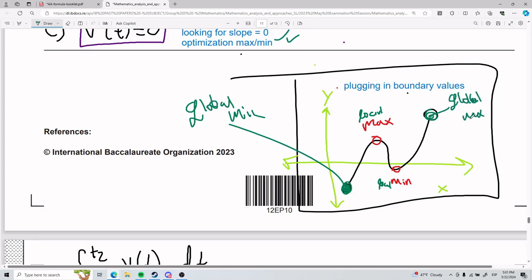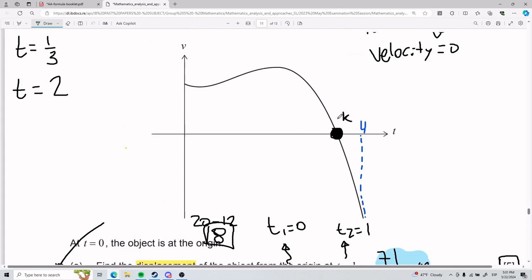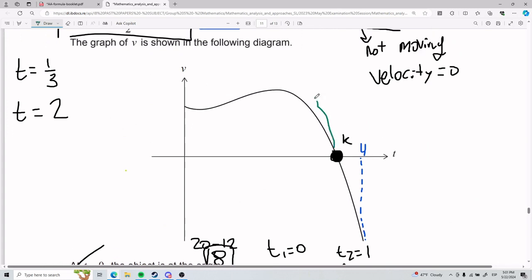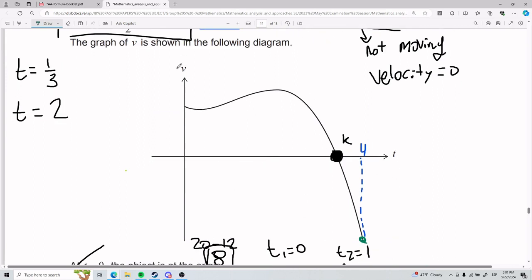And so yes, what happened over here is that we found the greatest speed reached by the object before it comes to a rest. So it's like before k. So it's the maximums over here. But technically you need to plug in the boundary values because this value can also be very big. See? And now you might be thinking, isn't that a negative value? And I say, careful. We're talking about velocity.